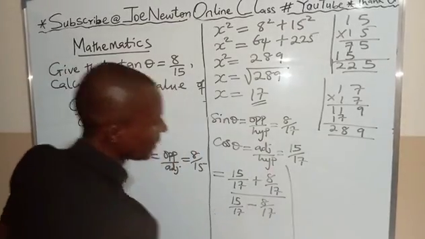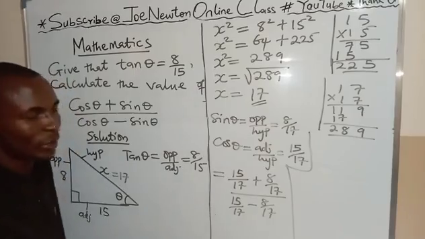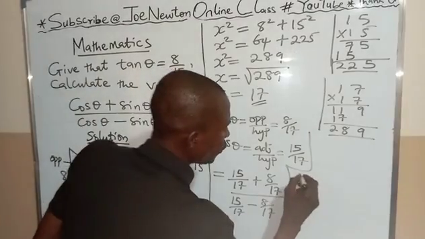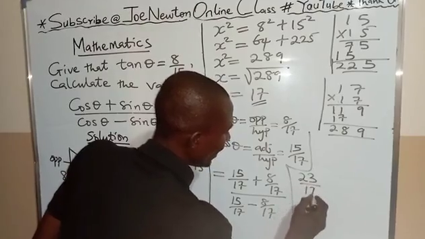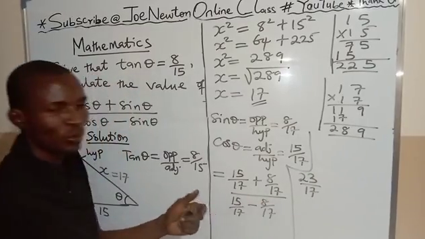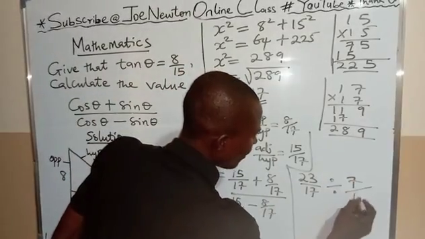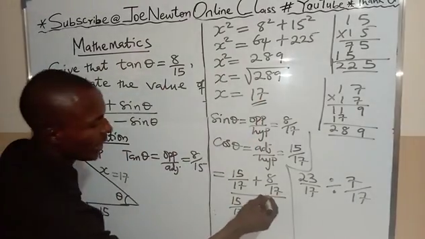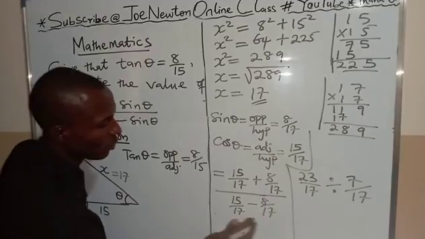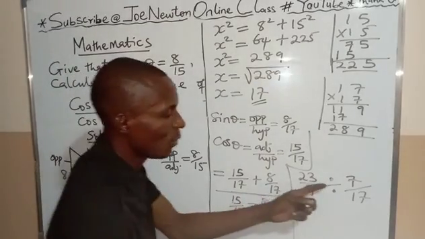Then 15 plus 8 is 23. Since they have the same denominators, the LCM is 17. That will give us 23 over 17. Then you know that this line means divide. Therefore, 15 minus 8 here is 7, so 7 over 17. Because this line implies division in mathematics. Because they have the same denominator, the LCM is 17, and 15 minus 8 is 7. So we are left with this.